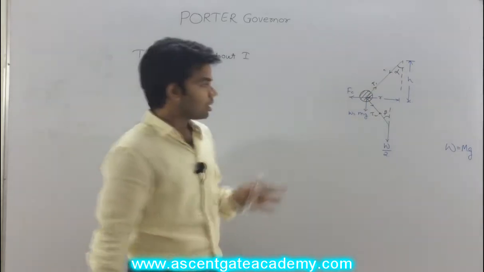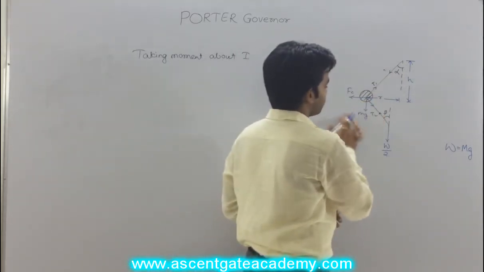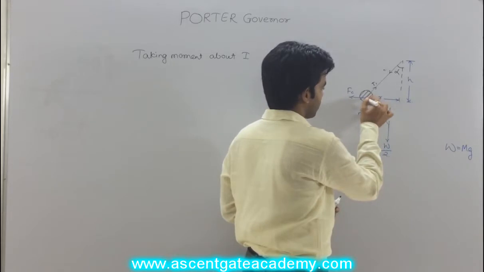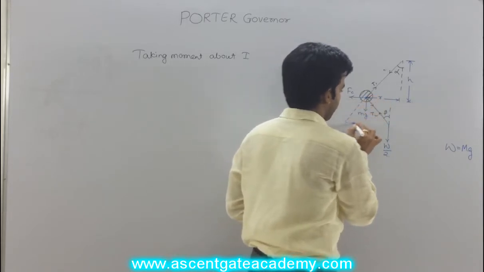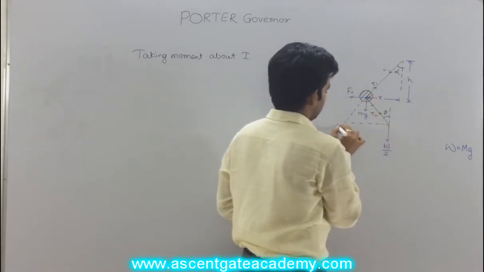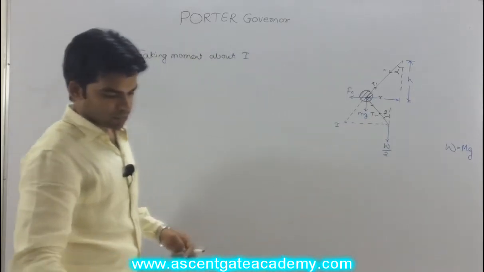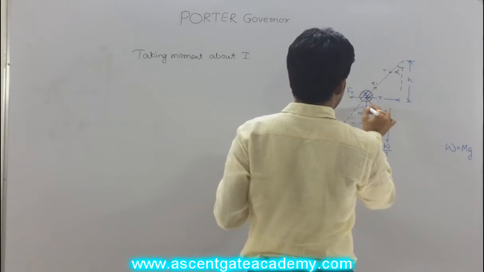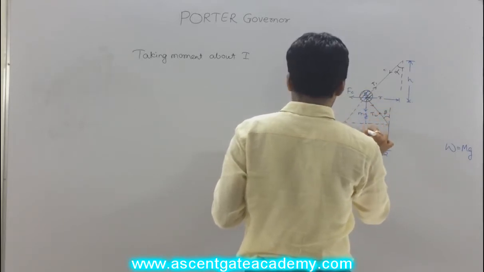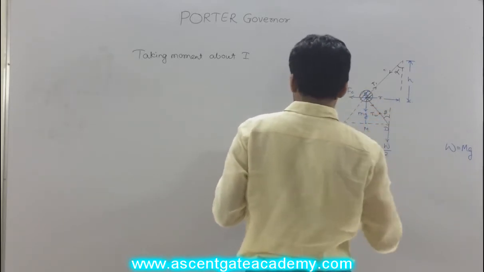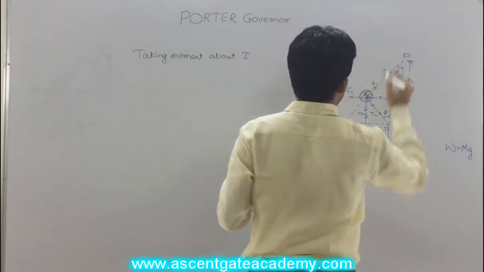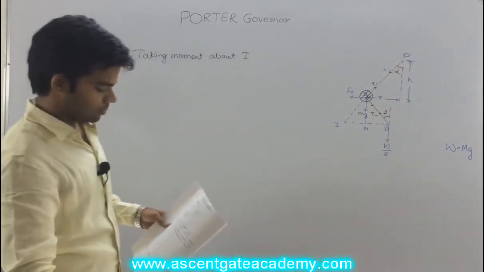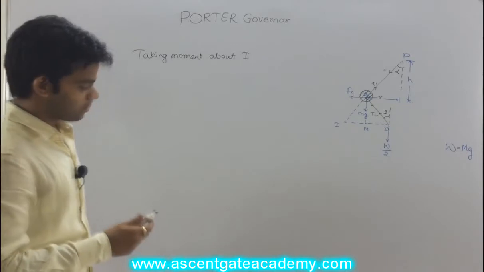Now what should be done? Now just draw the instantaneous center, the I center. Where will be the I center? So just extend this arm. So this will be the I center. Just name this point B. If I draw this perpendicular, this will be M. This is suppose D, and this is suppose P. Getting this or not?